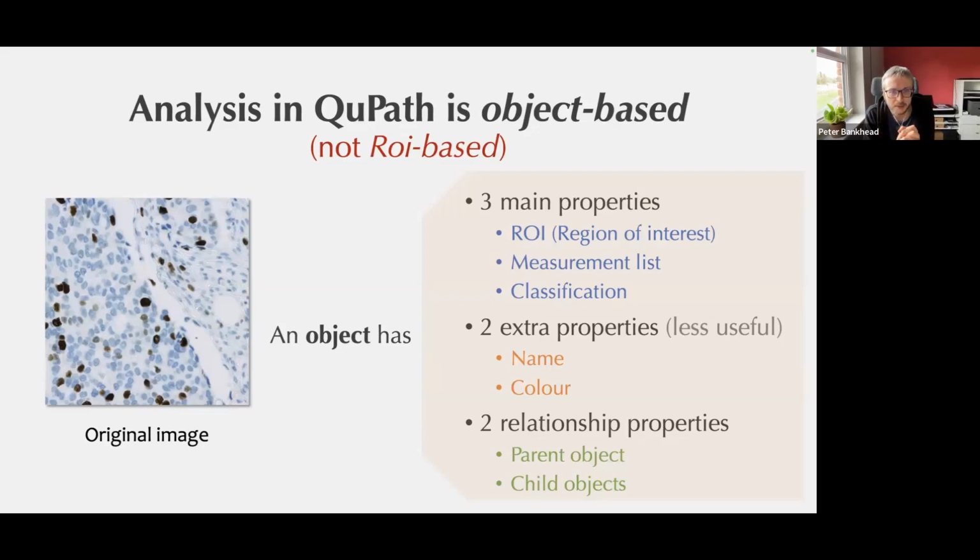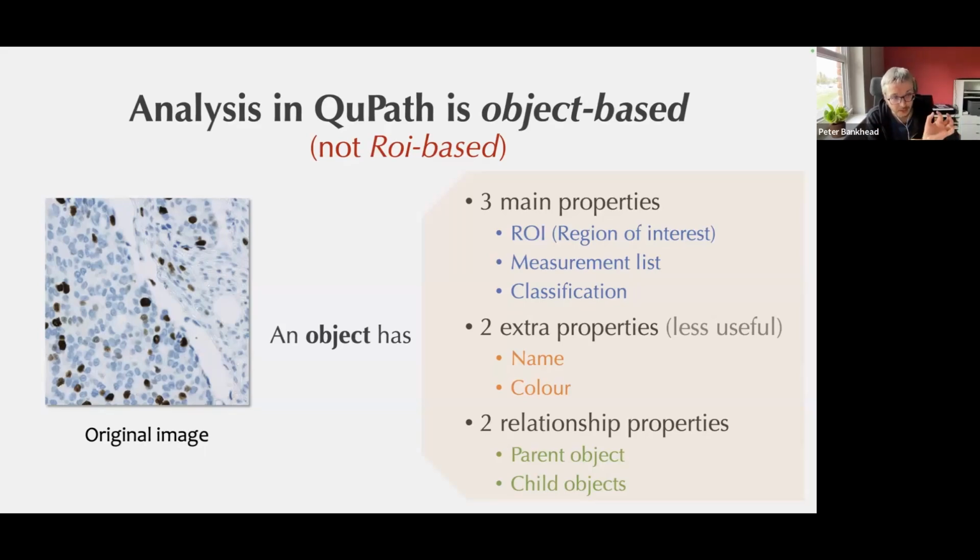We will see in a moment this in more detail, but basically an object within QuPath has a region of interest. It's not the same as a region of interest, but it has one, and it also has a list of measurements associated directly with that object. So if you think of an object as being like a cell nucleus, then it has a region of interest representing the bounds of that nucleus, but it also has a list of measurements like the mean staining intensity, the standard deviation, the area of the nucleus, the perimeter, the circularity, and so on.